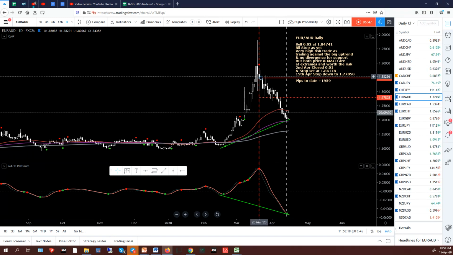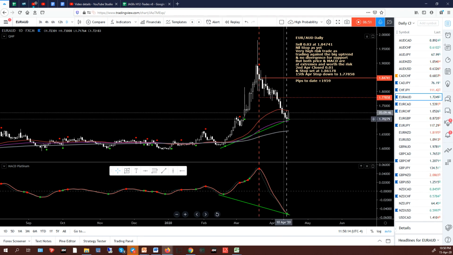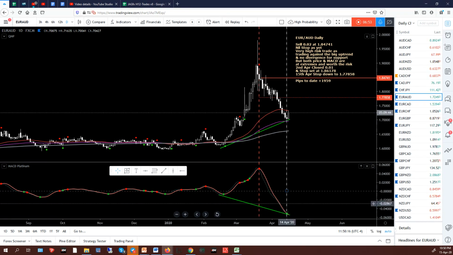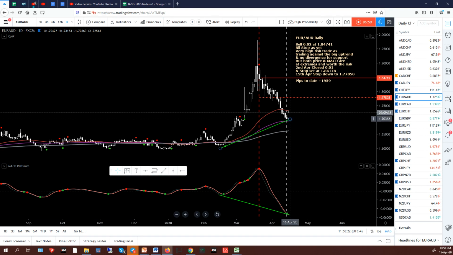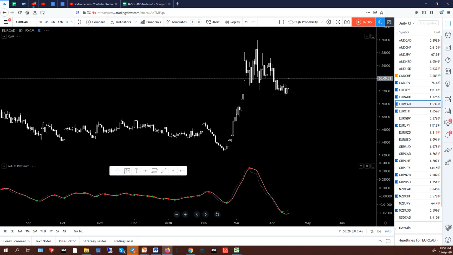Anyway, we took a sell up here. You can read my notes. Got a stop in place now. It's come down. We've got this warning signal. We've got a green dot. We've got possible hidden bullish divergence setting up. That's a trade I'm going to take every day of the week. So we'll see how that goes. That's the Euro Oz looking good.